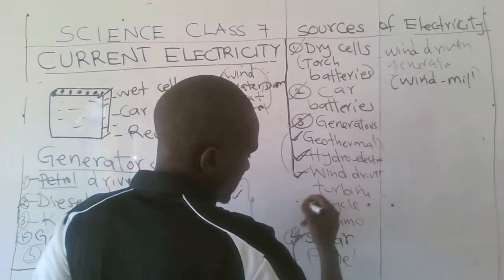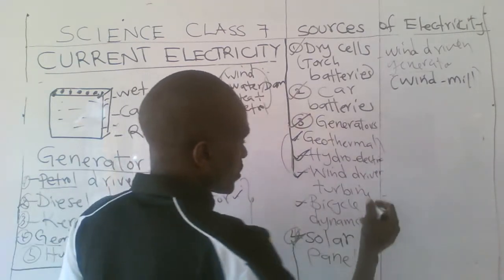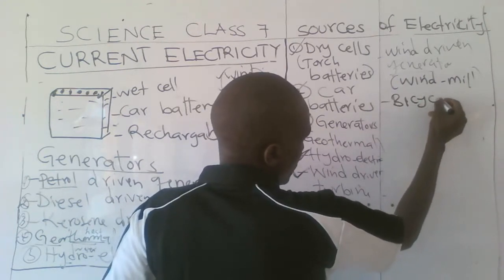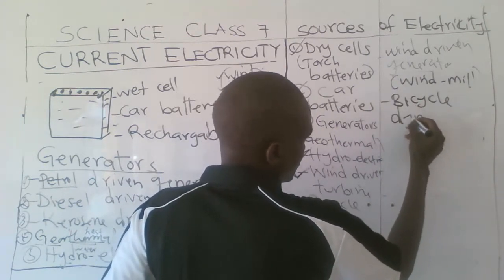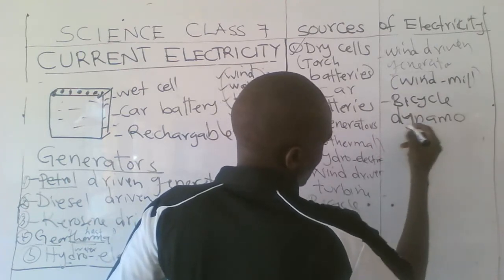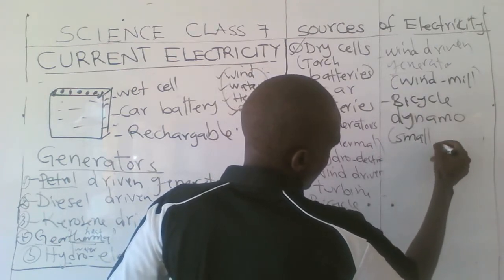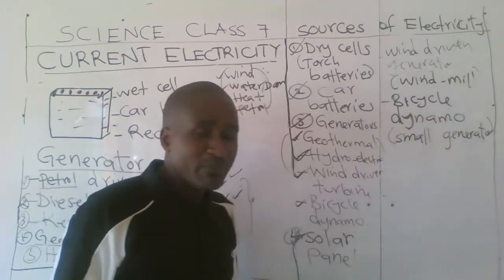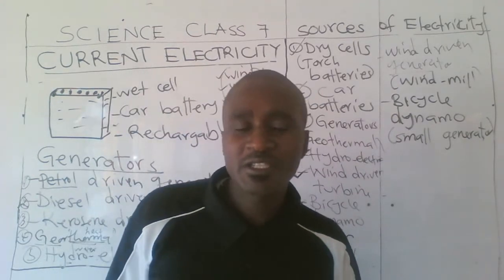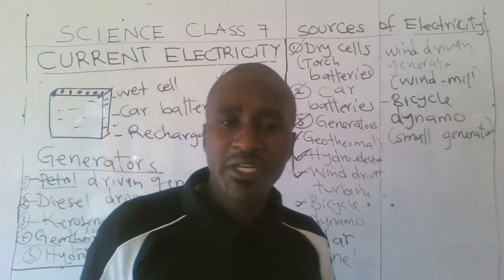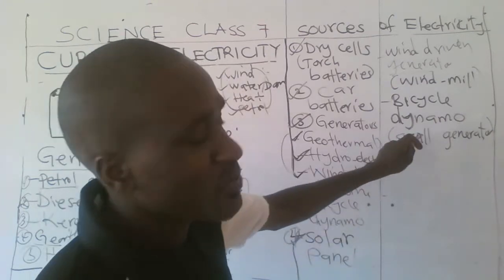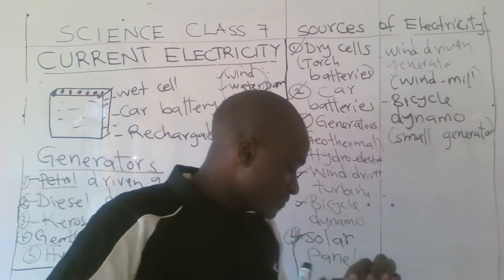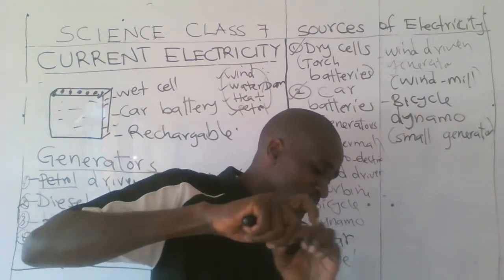I want to go to a special generator, which is the bicycle dynamo. Bicycle dynamo is a small generator. And I'm repeating, the bicycle dynamo is a small generator, and there is a knob on top of that bicycle dynamo.